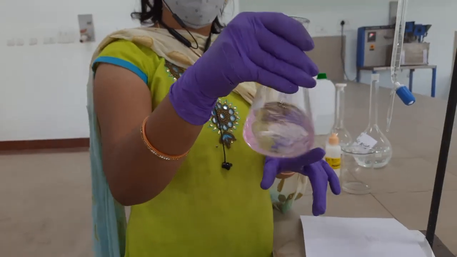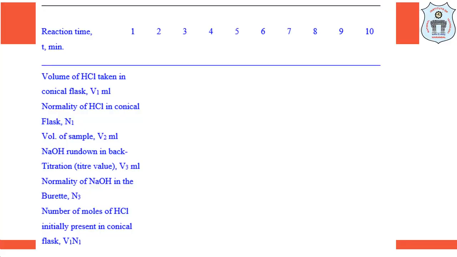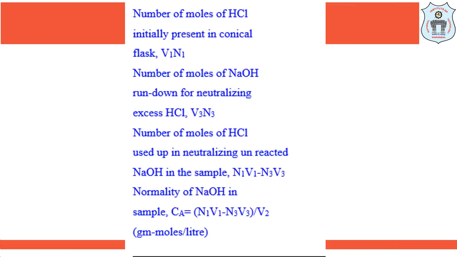Using the V1 N1 equal to V2 N2 formula, we will calculate the exact normality of the NaOH solution, and we should be able to get a value around 0.05 plus or minus 0.002. If not, we have to readjust the concentration of the NaOH solution by adding water or adding NaOH into it, whether it is more or less, to make the normality exactly 0.05. And using this NaOH solution, we will determine the exact normality of the HCl solution.